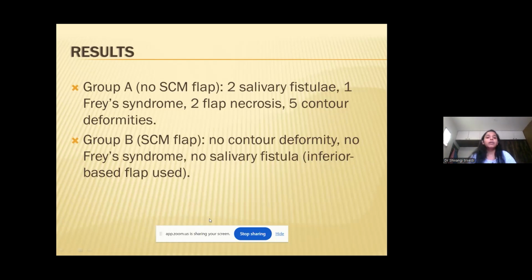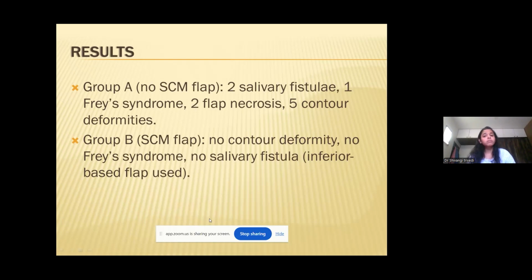Post-operatively, we followed the results. In group A, in which we didn't use the SCM flap, there were a few complications. For example, there were two salivary fistulas, mostly in old age patients or with very thin flaps where the SMAS flap was very thin, one patient with Frey syndrome, and two patients with flap necrosis. Those patients mostly had very huge defects, and usually morbidities like diabetes.